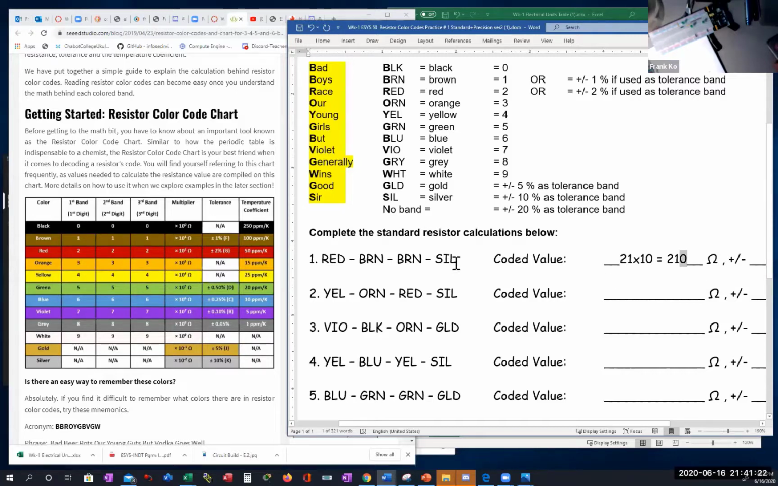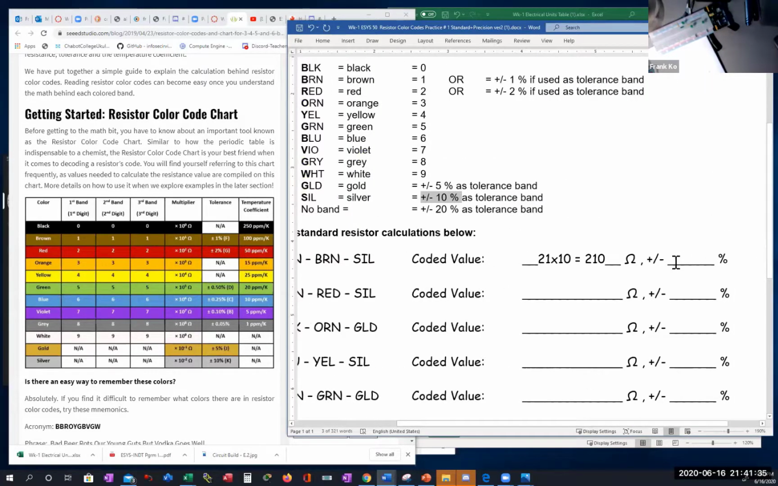Silver is what degree of tolerance? Silver is the margin of error, if you will. Silver says plus or minus 10%. So I'm going to come over here and write down my plus or minus 10%. And since I have percent at the end, all I have to do is this. Did that finish my first row? Did we do that together?